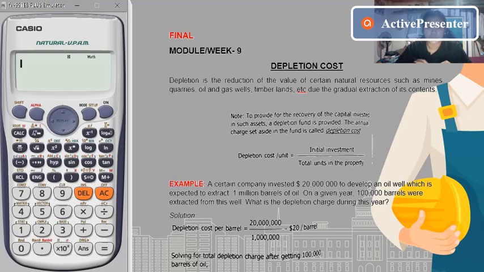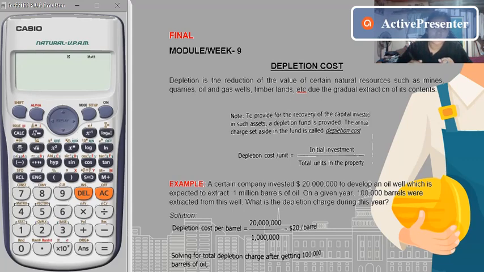So what is the meaning of depletion cost? Depletion is the reduction of the value of certain natural resources such as mines, quarries, oil, and gas wells, timberlands, etc. due to the gradual extraction of its contents. So in depletion cost, take note that to provide for the recovery of the capital invested in such assets, a depletion fund is provided. The annual charge set aside in the fund is called depletion cost.